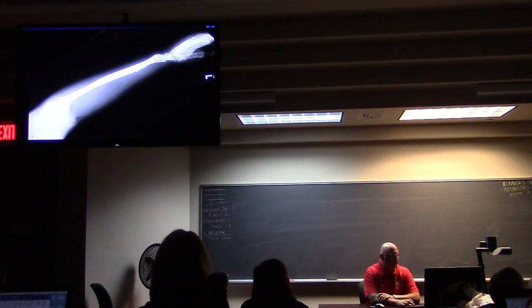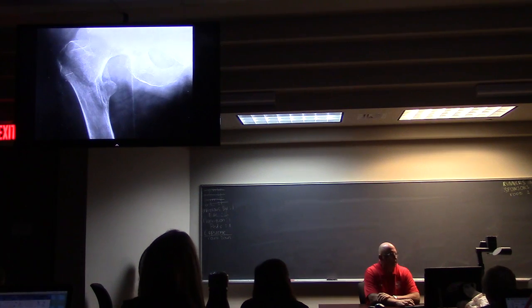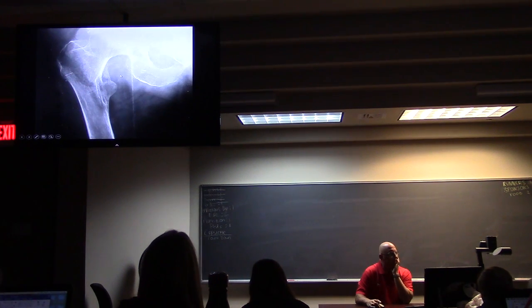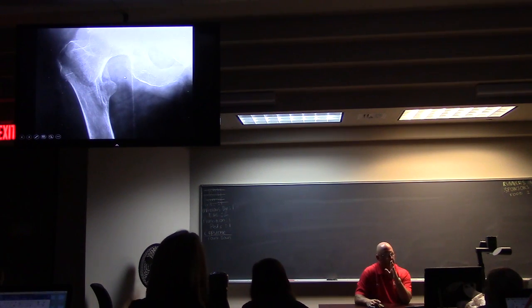Kind of be on the lookout for any sub-Q area that's not supposed to be here. This is a fractured hip. It's right here. The little lady fell on her hip. A good thing to know about hip fractures is you've got two hips to look at. You can look at both sides.